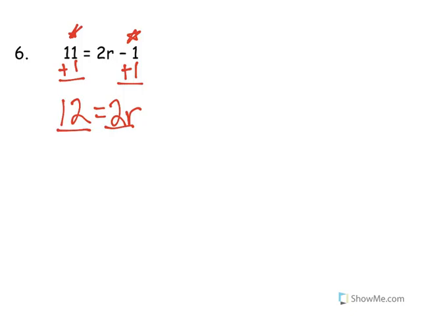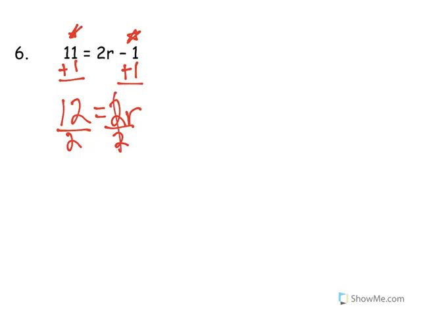And last one. Number 6. Okay, I need, I don't want to move the 2R. Kayla, what would I do first? Kayla. Add 1. Good. Perfect. Get the constants, numbers that are alone, together. 12 equals 2R. Divide. What number, though? The 12 or the 2? 2. Good.